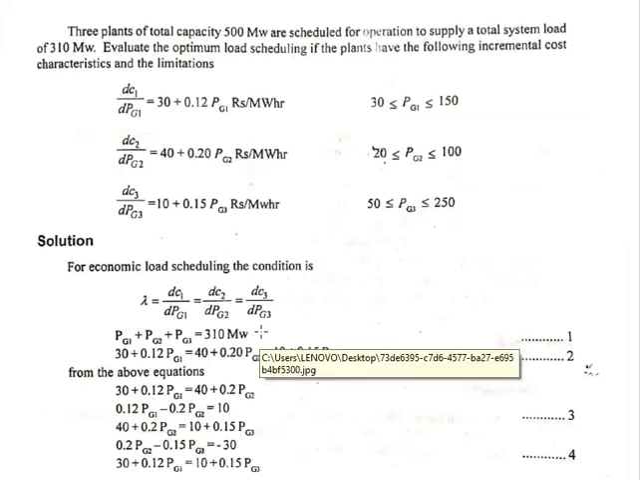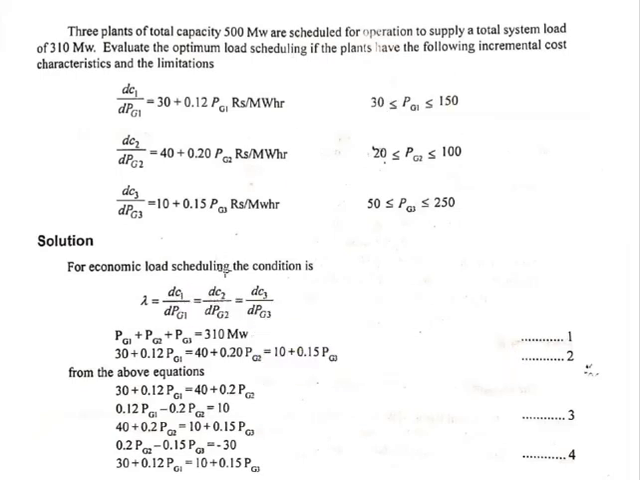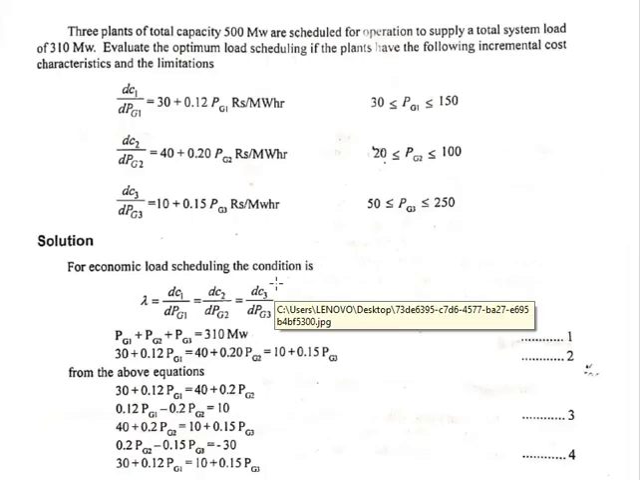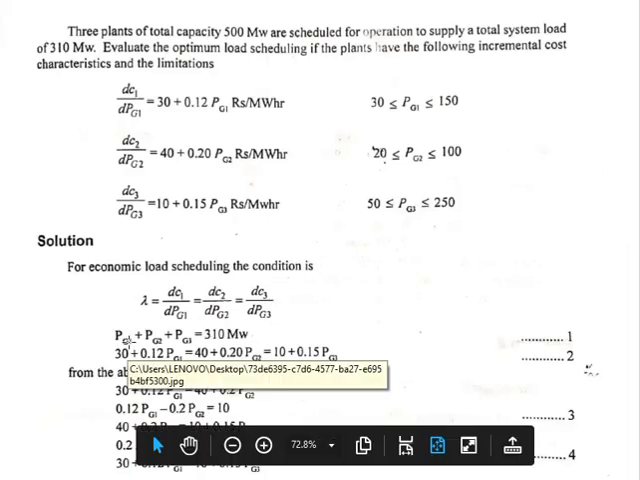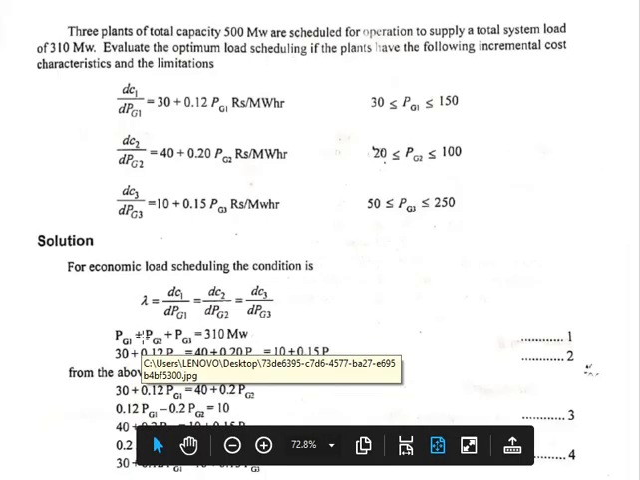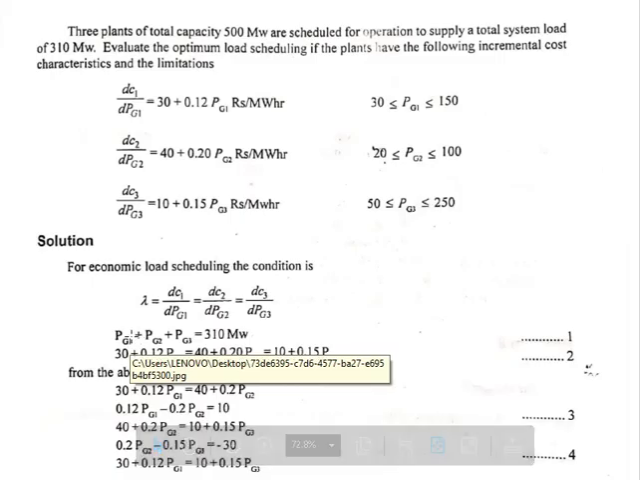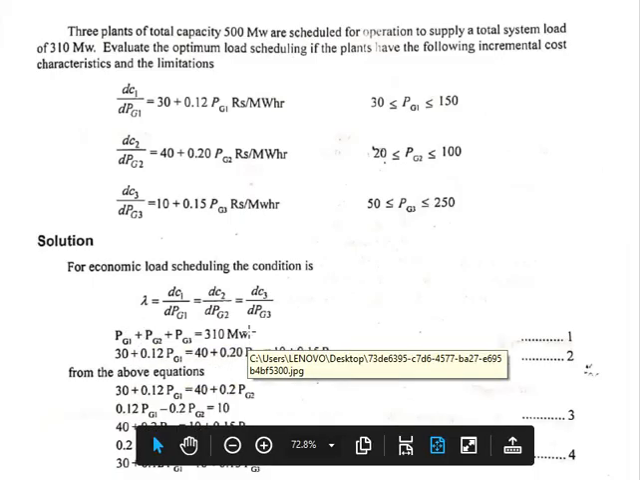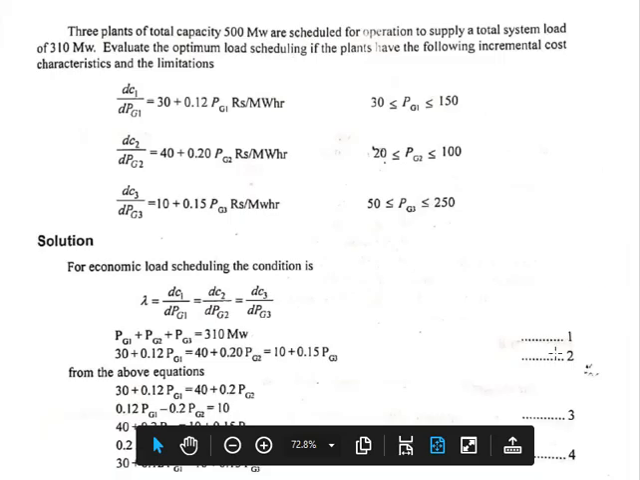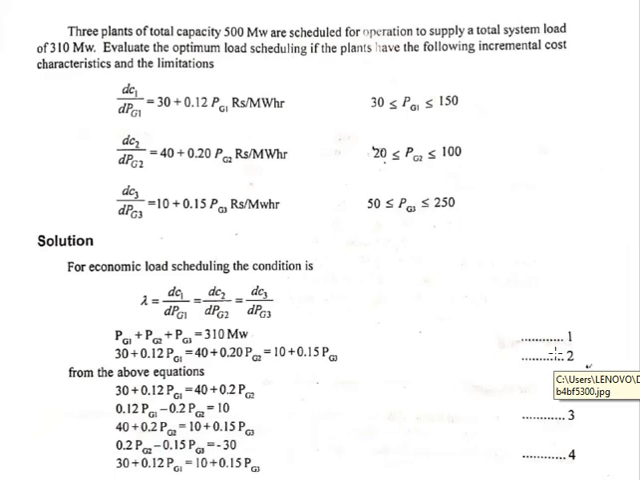So based on this economical load scheduling condition, that is ∂C1/∂Pg1 is equal to ∂C2/∂Pg2 and ∂C3/∂Pg3. And for the power equality constraint point of view, generation is always equal to the load demand. So we clearly get Pg1 plus Pg2 plus Pg3 is equal to 310 megawatt.